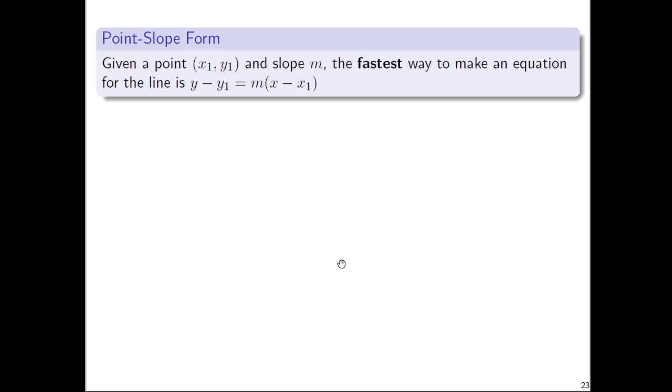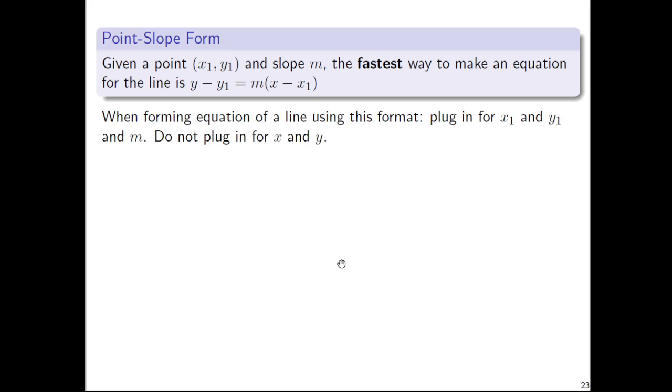So now that we have this nice, compact, very quick tool to use, let's apply it. Before doing so, just a quick clarification. When you form an equation of a line using this format, you should plug in for x1 and for y1 and for m. Please do not plug in for x and y at all. So here we go. Find an equation for the line through the point (8, 6) of slope 5.